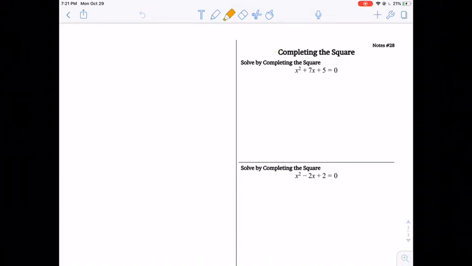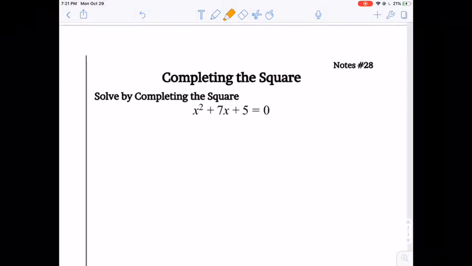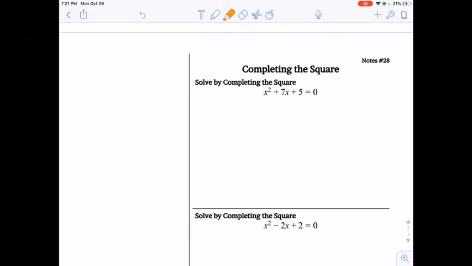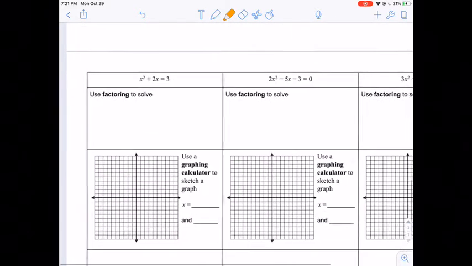Hi y'all, in this lesson we are completing the square. So we're learning our fourth method of solving. And this is what the front of Notes 28 looks like, but we're actually going to do that at the end. So go ahead and turn to the inside of yours.